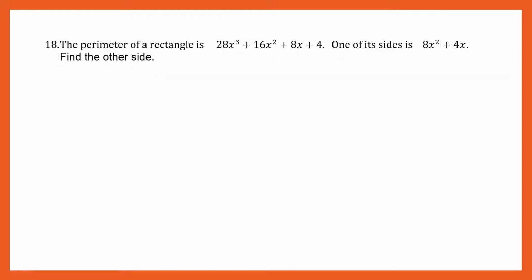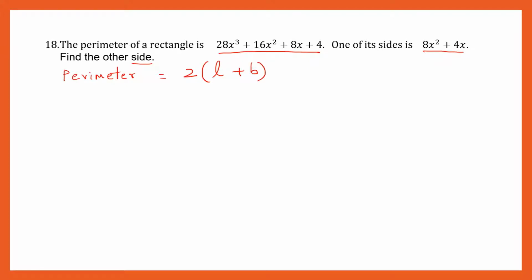18th sum. Here the perimeter of a rectangle is given. This is the perimeter of the rectangle and one of its sides is given. We have to find the other side. As you know, a rectangle has two long sides and two shorter sides. So let's write out the formula for perimeter of a rectangle. So perimeter of a rectangle is 2 into length plus breadth. This is the perimeter of a rectangle.